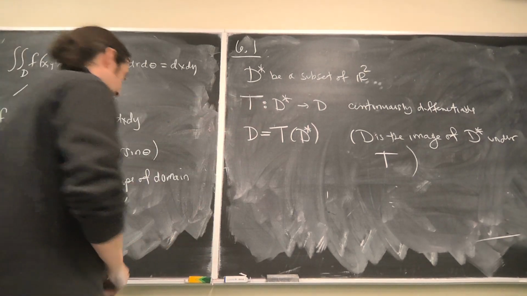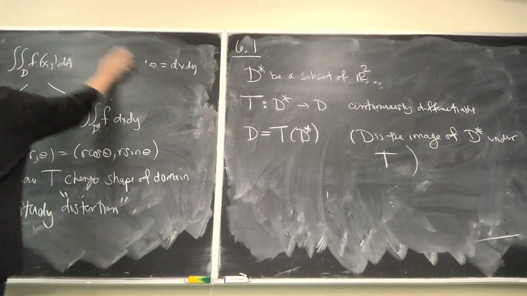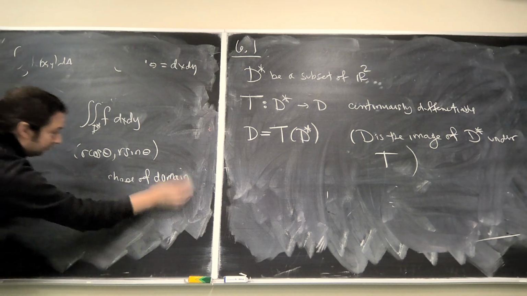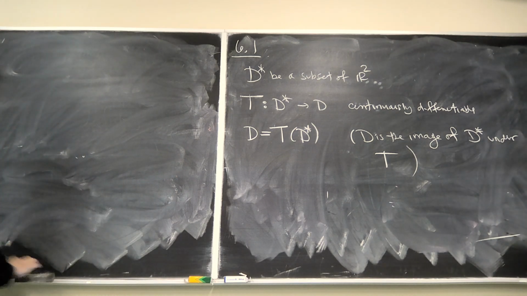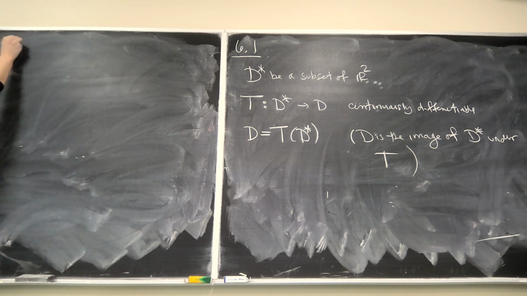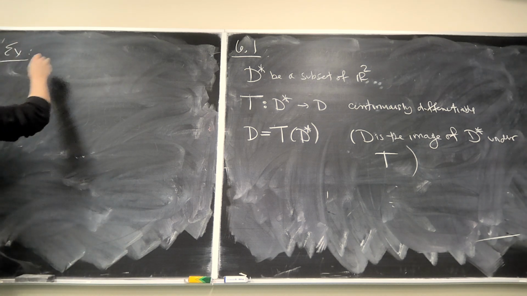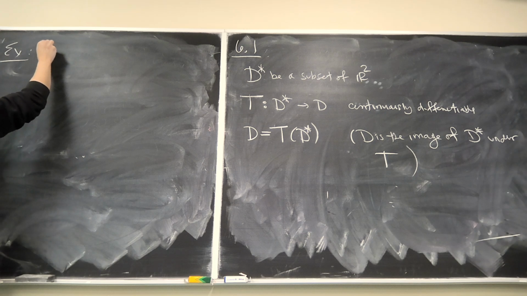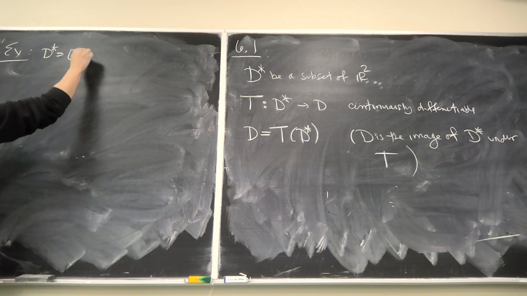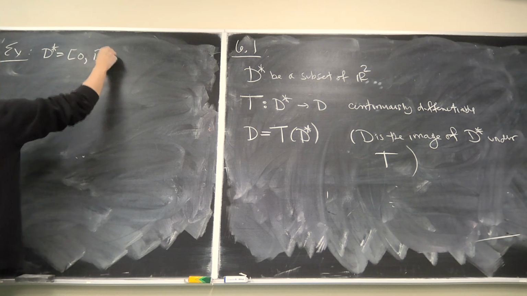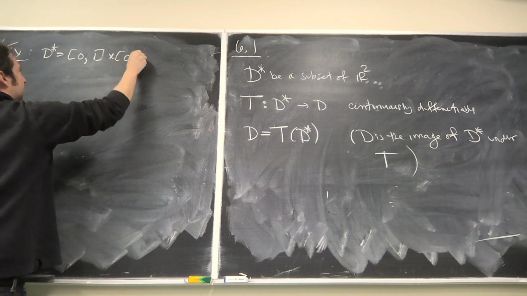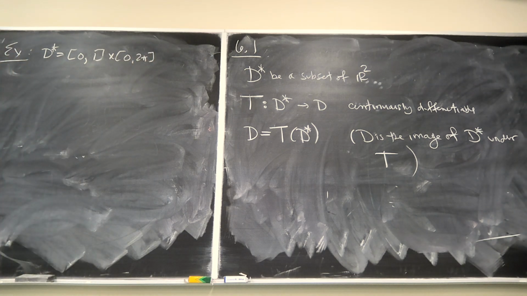So let's actually write down an example of what one of these maps looks like. If I wrote down, for example, we're going to consider the set D star to be equal to the rectangle, let's do 0 to 1 radius first, cross with 0 to 2 pi. That's a rectangle in the r and theta variables.